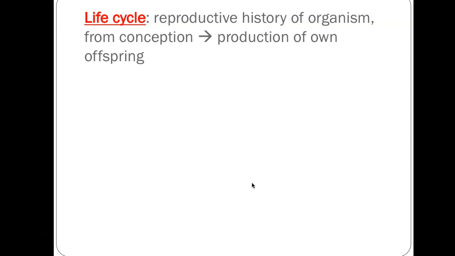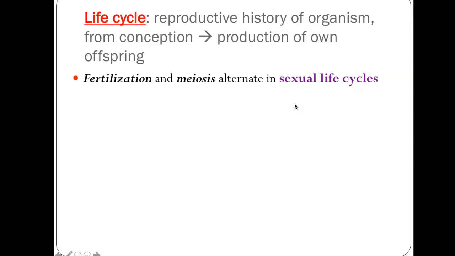I'm going to go into a little bit about life cycle. So a life cycle is the reproductive history of an organism from conception to the production of its own offspring.